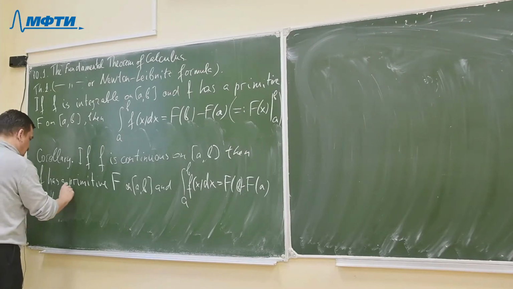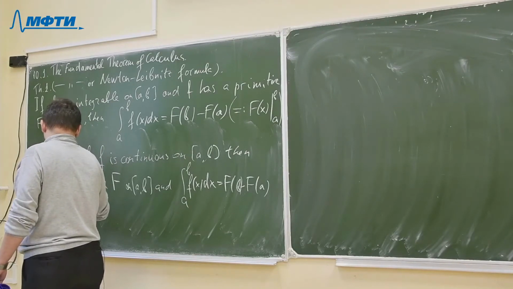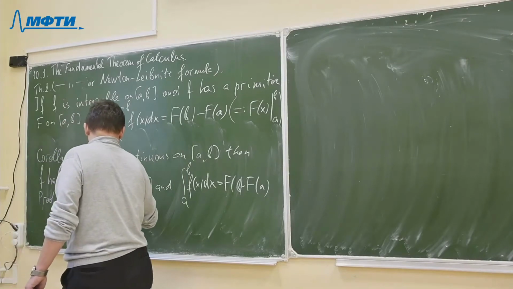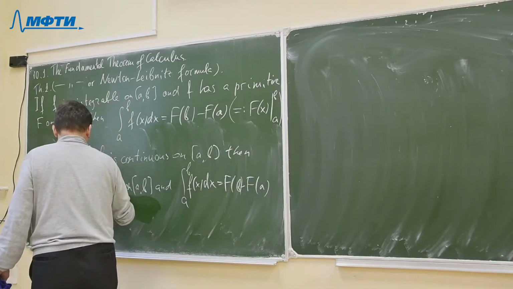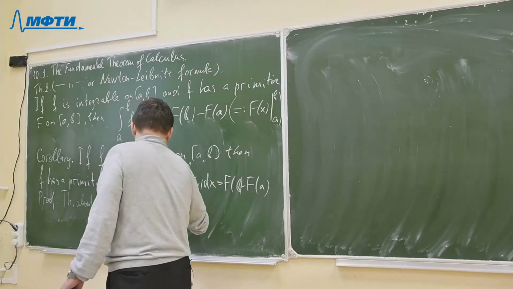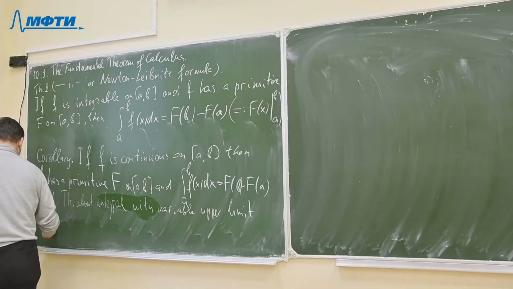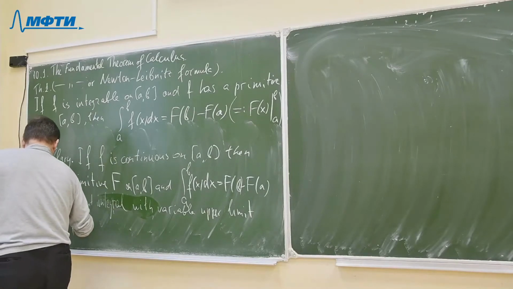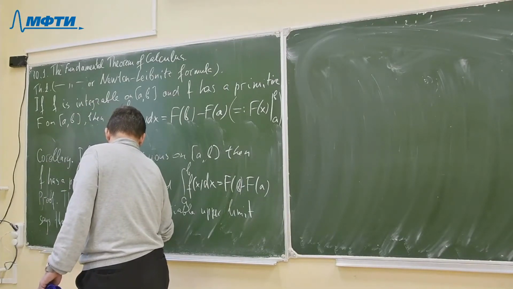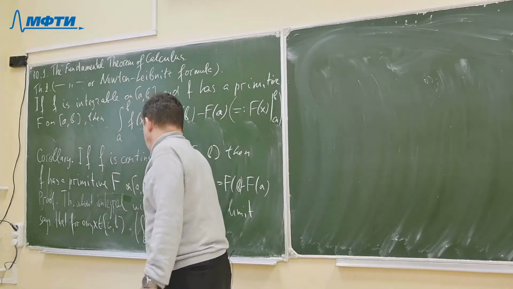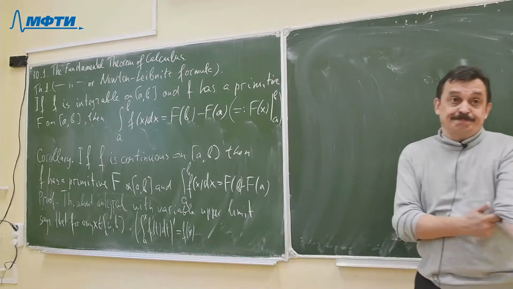And the proof of the corollary, how it was, okay, I don't remember. The theorem about the integral with variable upper limit says that for any x in AB, the derivative of that integral with variable upper limit is equal to the function at x.